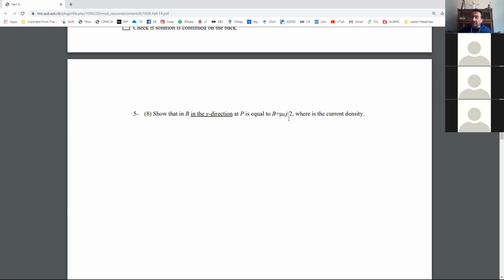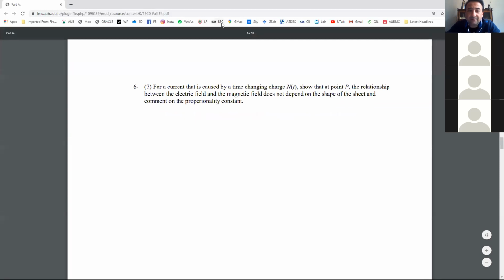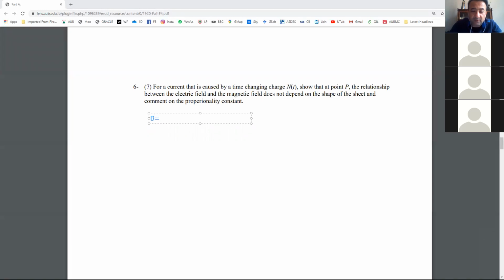E is equal to sigma over epsilon 0, right? So I'm going to write down. So I'm going to have B equal to mu0 I over 2a. Okay? Now I is equal to dq over dt, which is equal to small e, the elementary charge, dn over dt.